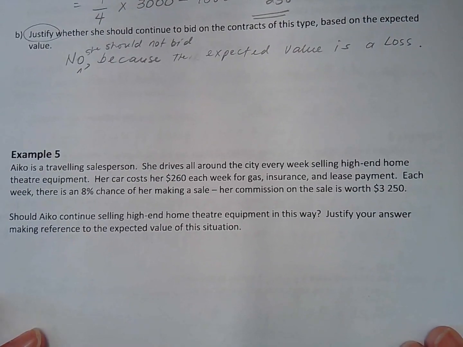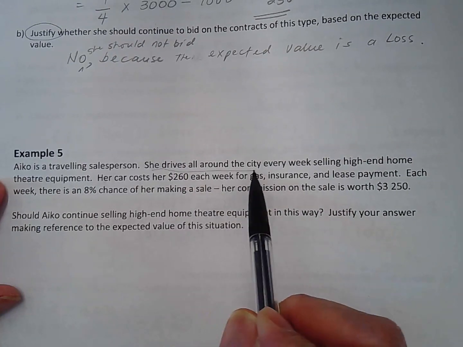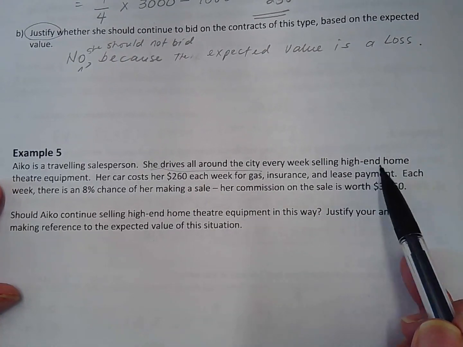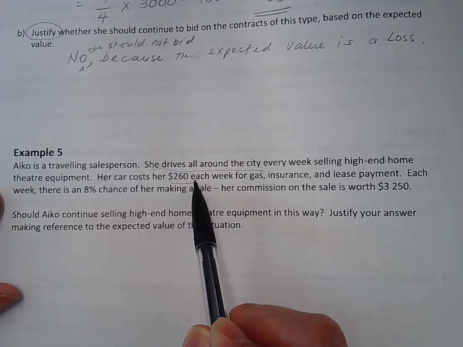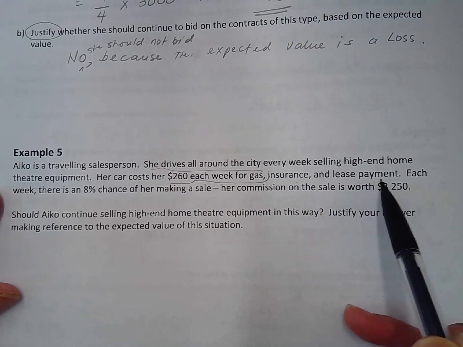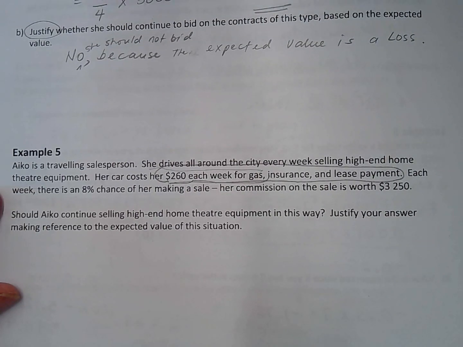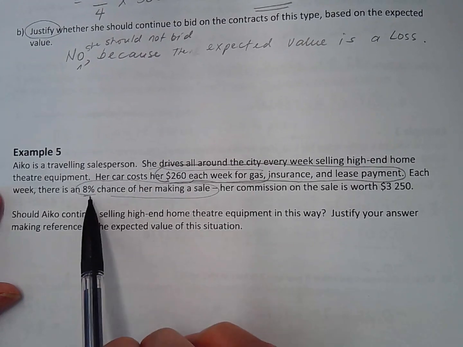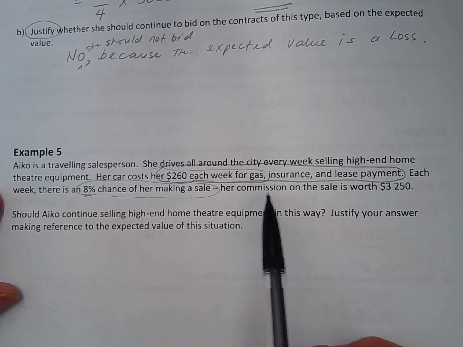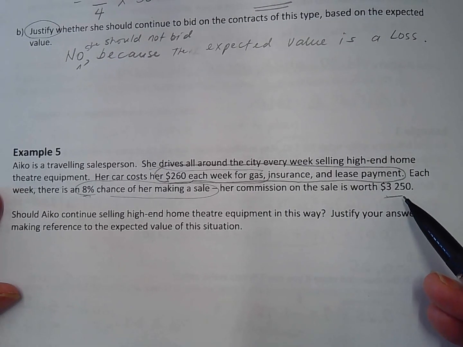Last but not the least, example 5. Aiko is a traveling salesperson. She drives all around the city every week selling her high-end home theater equipment. Her car costs $260 for gas, insurance, and lease payment. So that's the cost to do whatever she does. Each week, there's an 8% chance that she's going to make a sale. There's your probability. Her commission on the sale is worth $3,250. That's what she is expected to win.